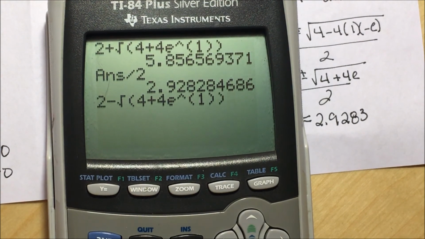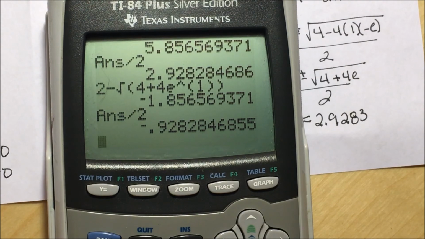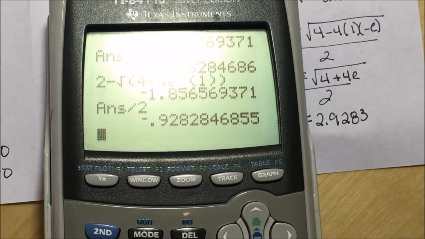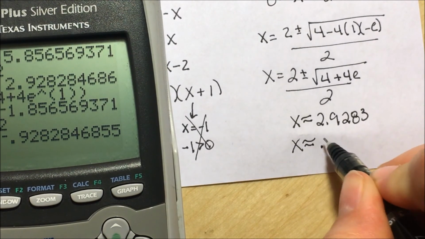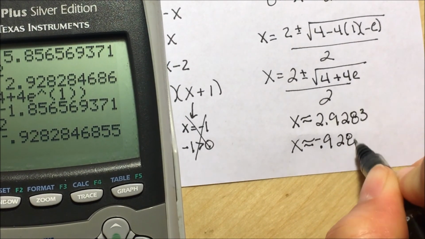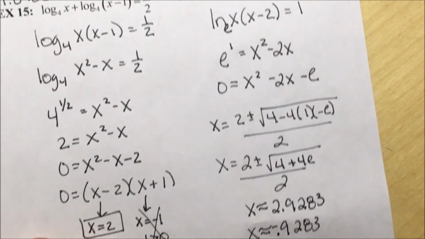And then we'll do the exact same thing, but this time with a minus. Yours will look much nicer because you don't have the ancient caret as your exponent in your calculator. Okay, so that one's negative. X is approximately negative 0.9283. So then we want to go back and double check our domains for both of these.